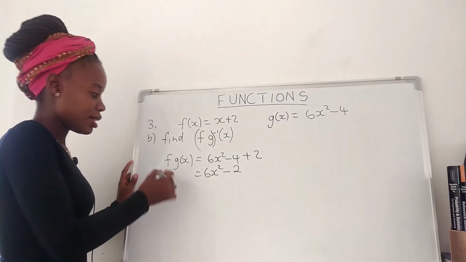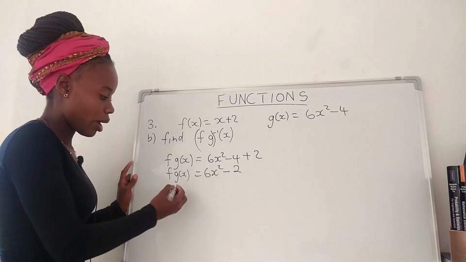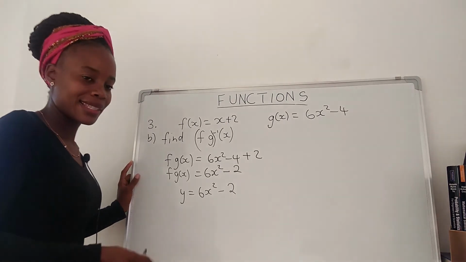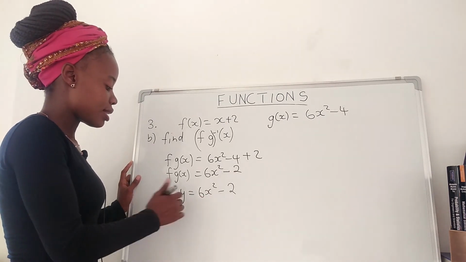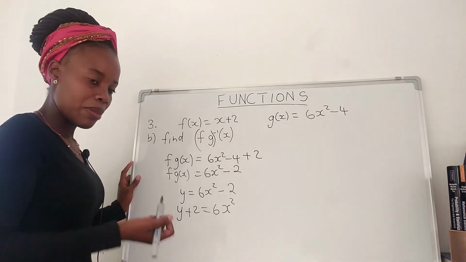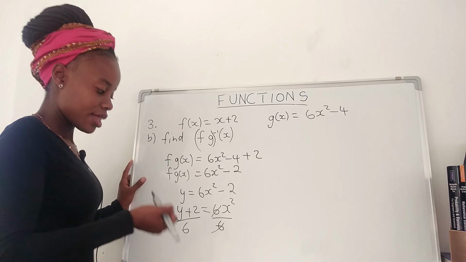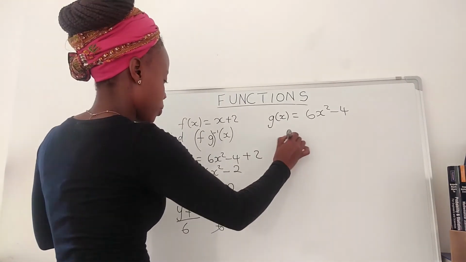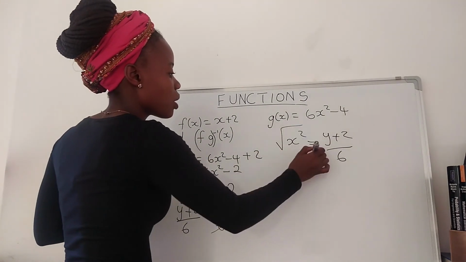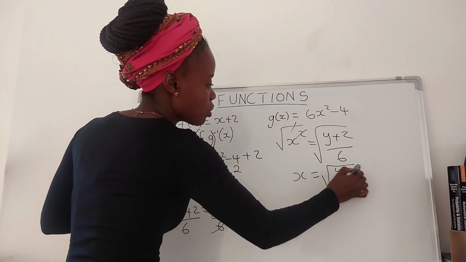Now we're supposed to find the inverse. So just let this be y. y equals 6x squared minus 2. We're going to make x the subject. We take negative 2 to the other side, we're going to have y plus 2 equals 6x squared. We divide by 6 both sides. After you divide by 6, that's when you can take the square root, okay? So we're going to have x squared equals (y plus 2) over 6. You take the square root both sides, then x is equal to the square root of (y plus 2) over 6.